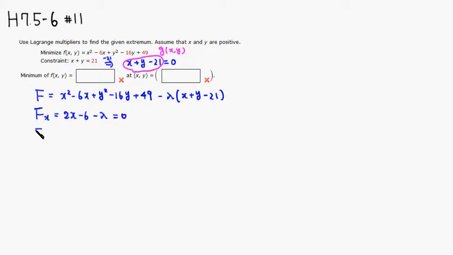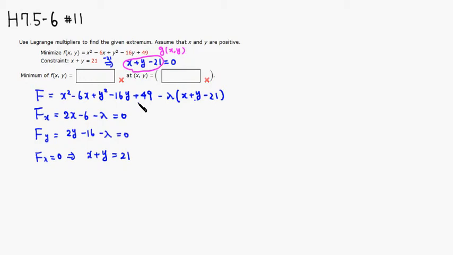Then the partial with respect to y would be 2y, then you have a negative 16, minus lambda, and the partial of this is going to be 1 again, so set that equal to 0. Then the partial with respect to lambda, set equal to 0, is always the same as the constraint, so I'm just going to write the constraint down. Then we just need to solve for x and y.